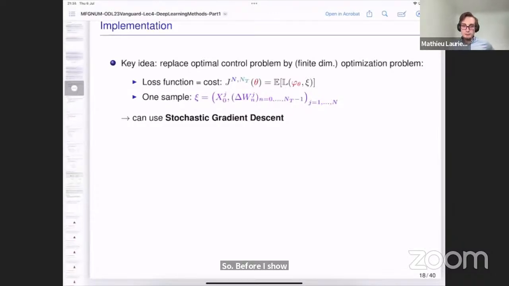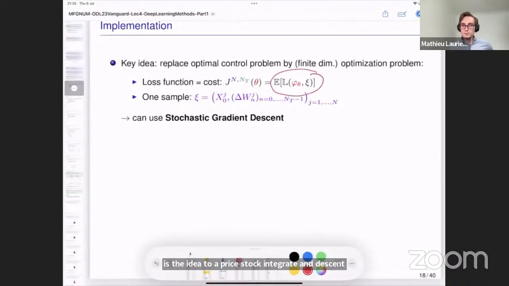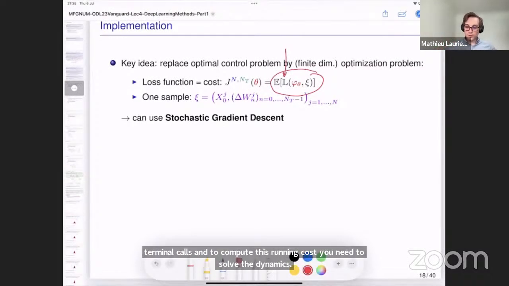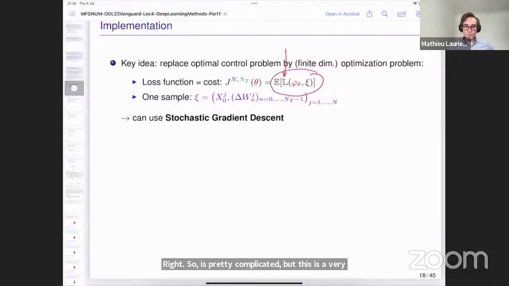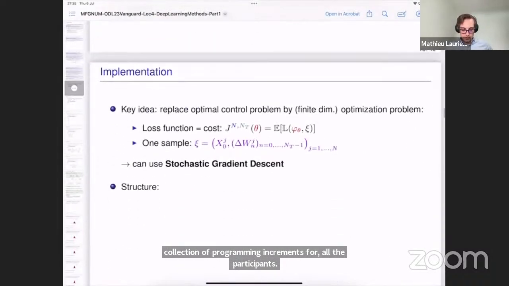So what is the idea to apply stochastic gradient descent? You can really recast the problem in the form I started with at the beginning. So I had a question about what is the loss function. Well, here you have a concrete example for this capital L. And the definition of capital L is complicated because it is the sum of the running cost plus the terminal cost. And to compute this running cost, you need to solve the dynamics, right? So L is pretty complicated, but this is a very specific example. One sample is an initial state and a collection of Brownian increments for all the particles. And then based on this point of view, you can apply stochastic gradient descent.